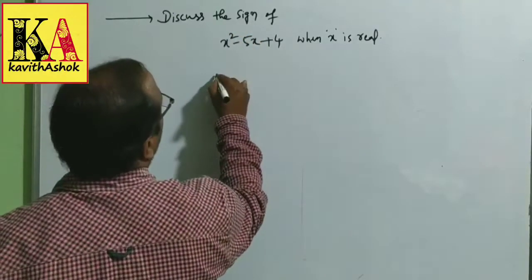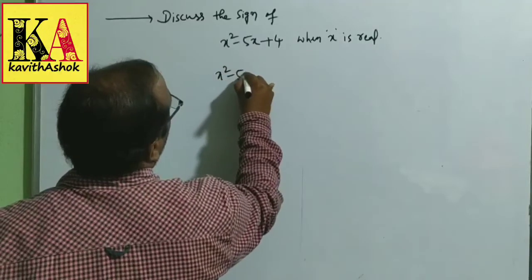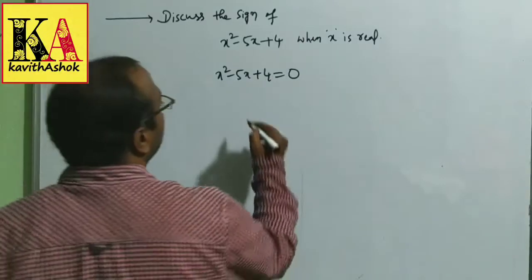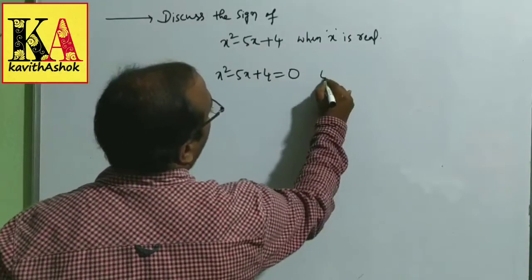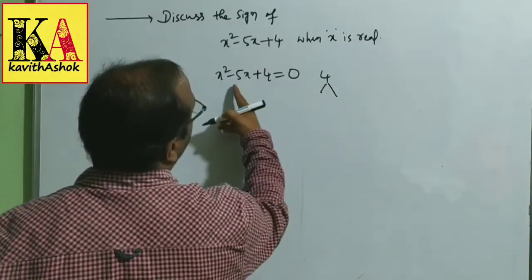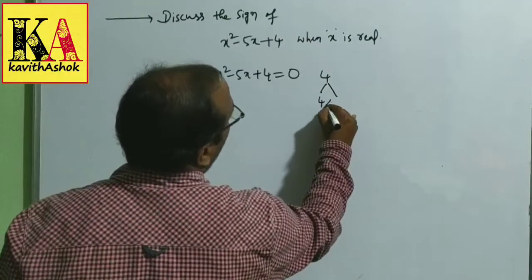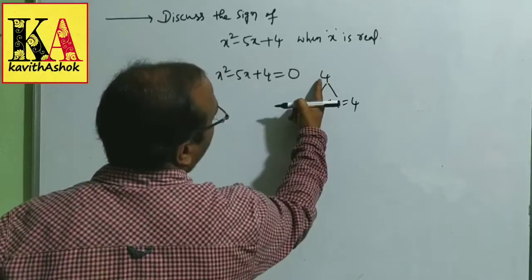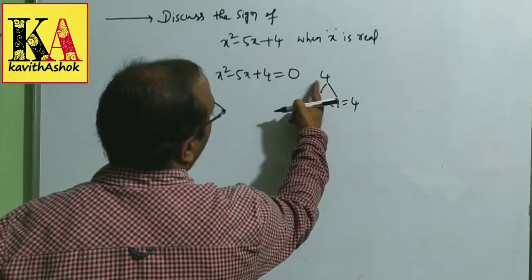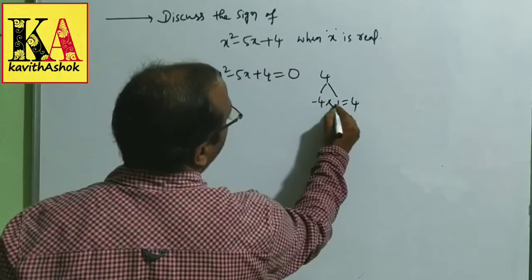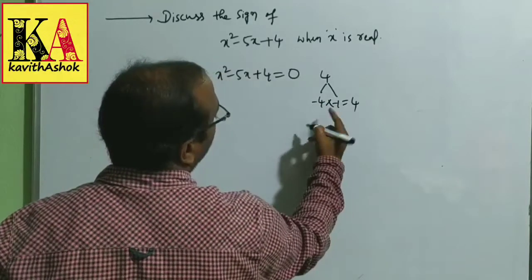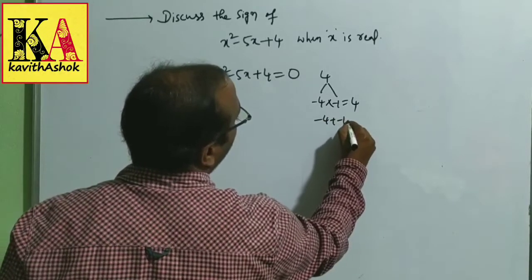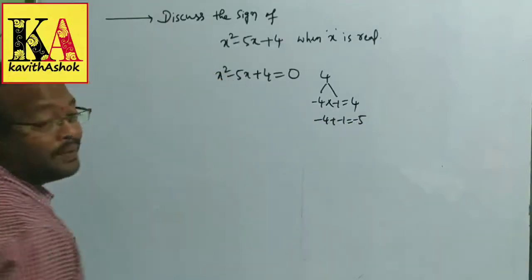To find the roots we take x square minus 5x plus 4 equal to 0. Here for 4, the multiplication value will be 4 and the addition value will be 5. So 4 and 1. Here 4 is positive but the middle term is negative, that is why we take minus: minus 4 and minus 1. Minus into minus becomes plus, and minus 4 plus minus 1 becomes minus 5. So both will be adjusted.